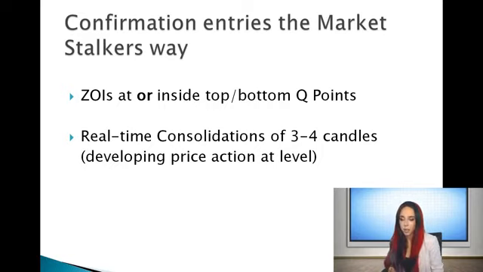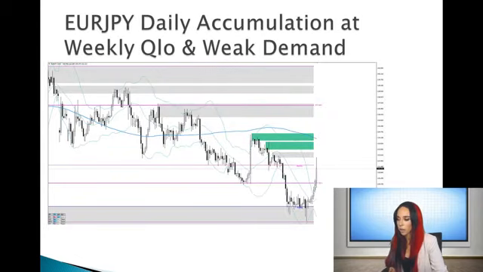Now I had this scenario in Euro-Yen. This is a daily chart. So after an extended downtrend, duration-wise, it went on for an absolute age, I actually noticed that the price was finally reaching a daily demand area, but it was weak. However, it was inside a daily Q point.